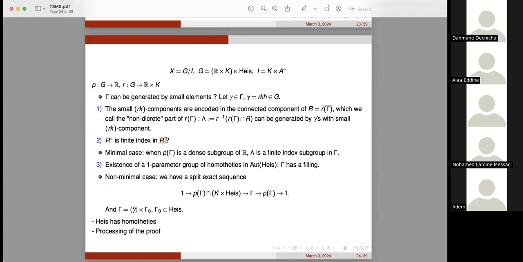So I will follow with the case where the projection is dense. In this case, there is a finite index subgroup of gamma which can be generated by elements with small RK component. And then I still have this H component here. The idea for the H component is that the Heisenberg group has a one-parameter group of homothéties.